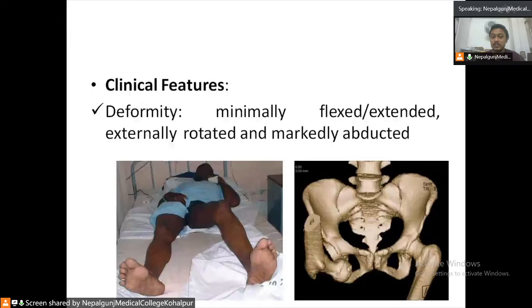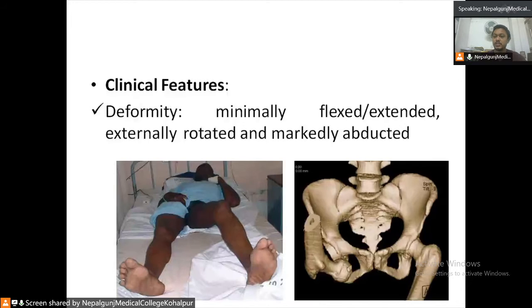So the clinical feature you will see is minimal flexion, or sometimes extension as well. The limb is externally rotated. It's markedly abducted. If you see the left limb of this patient lying on the bed, you can see it's minimally flexed. Sometimes there can be extension as well. It is externally rotated, with the foot slightly pushing outward. It's markedly abducted. There is no adduction, there is abduction. And there is apparent lengthening as well.